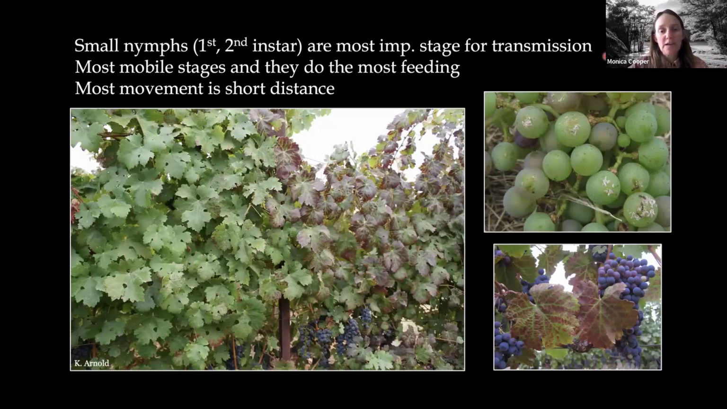They're also doing a lot more feeding. Why? Because they're growing, and also because if they're not feeding when they're small, they have to stay hydrated. If they do not feed, they get dehydrated and die. So the young stages move the most, and they also feed the most. So they're the most important for transmission. The other important thing to note is that most movement of mealybugs is rather short distance. So when we see infected vines, the most likely vines to get infected next are the nearest neighbors to those infected vines.